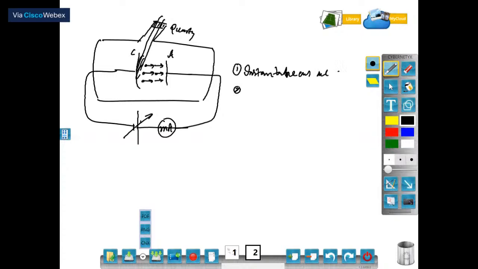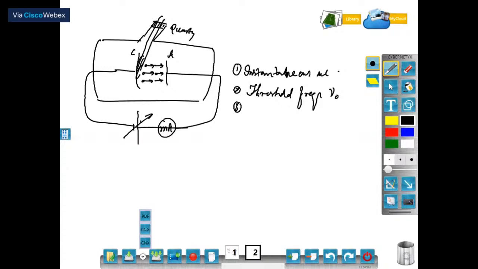Number two, for every photometal there is a minimum frequency below which the photoelectric effect does not take place, above which the photoelectric effect takes place. That minimum frequency is called the threshold frequency, denoted by nu naught. The minimum frequency above which the photoelectric effect takes place, below which the metal will not respond, is called the threshold frequency. The minimum frequency of the photons for which the photometal responds is called the threshold frequency, denoted by nu naught.